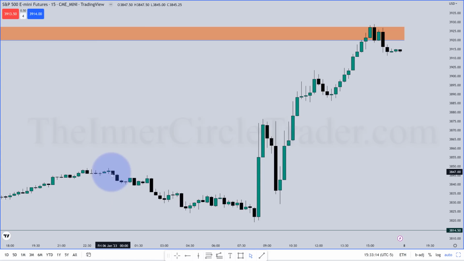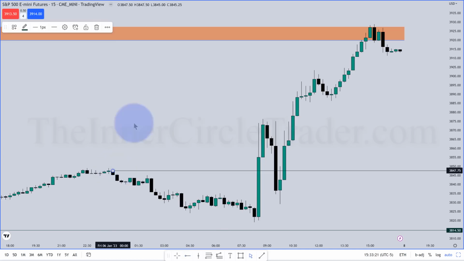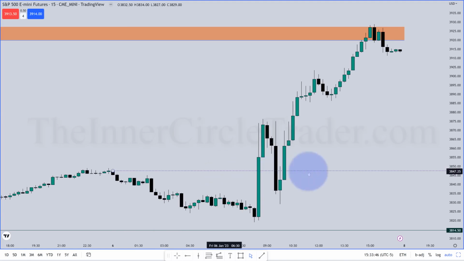That is the midnight candle in New York local time, right there. And we're going to drop a level right there. So 38.47.5, we'll make that purple. That right there is our filter for power 3.